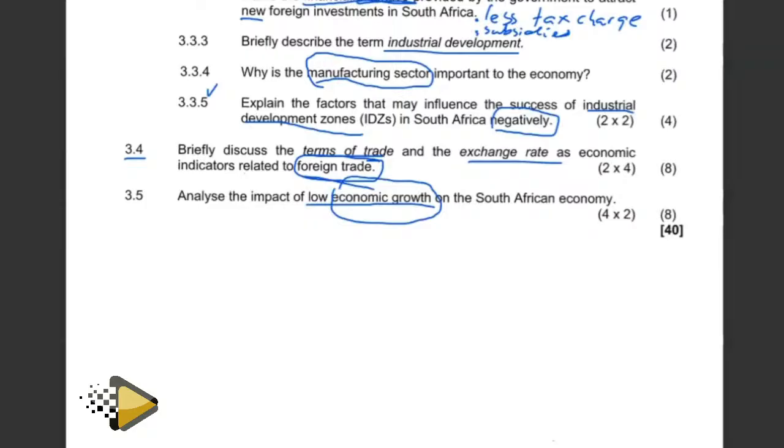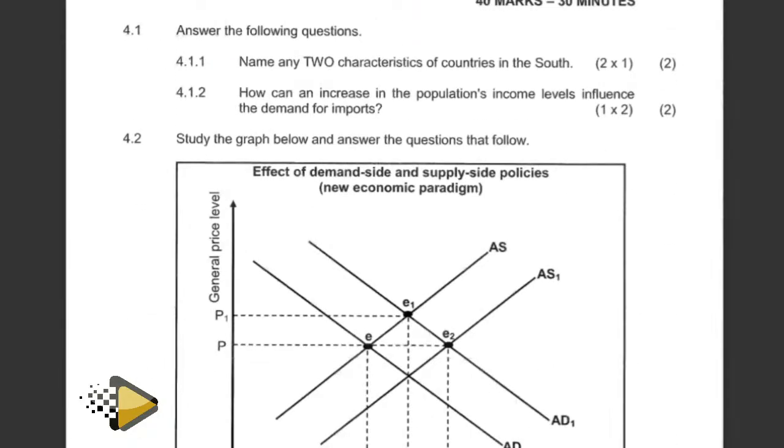Okay, right, grade 12. Now let's move on to the last question, which is question 4. We have 4.1. 4.1.1 reads as follows: name 2 characteristics of countries in the South. If you still remember, we have the northern countries as well as the southern countries. There is a belief that most of the northern countries are developed, but most of the southern countries are less developed.